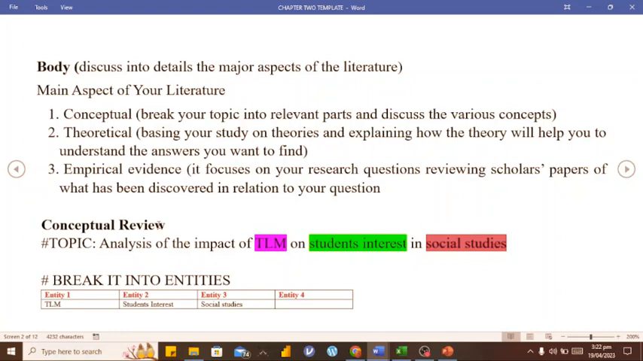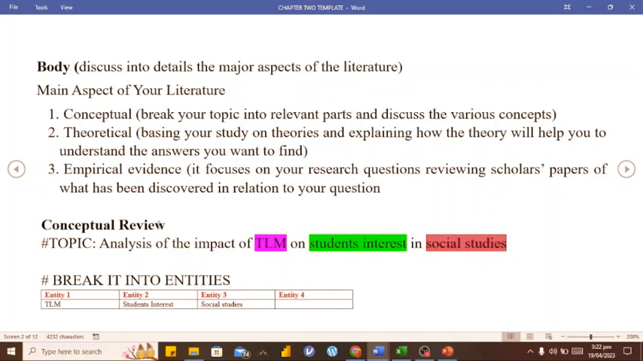Then we come to empirical evidence. The empirical evidence focuses on your research questions. So if you have 3 research questions or 4 research questions, it means that you are going to review other people's articles, the findings of various scholars, what they found out based on your research question. So that is the empirical review. The empirical review is based on your research question.